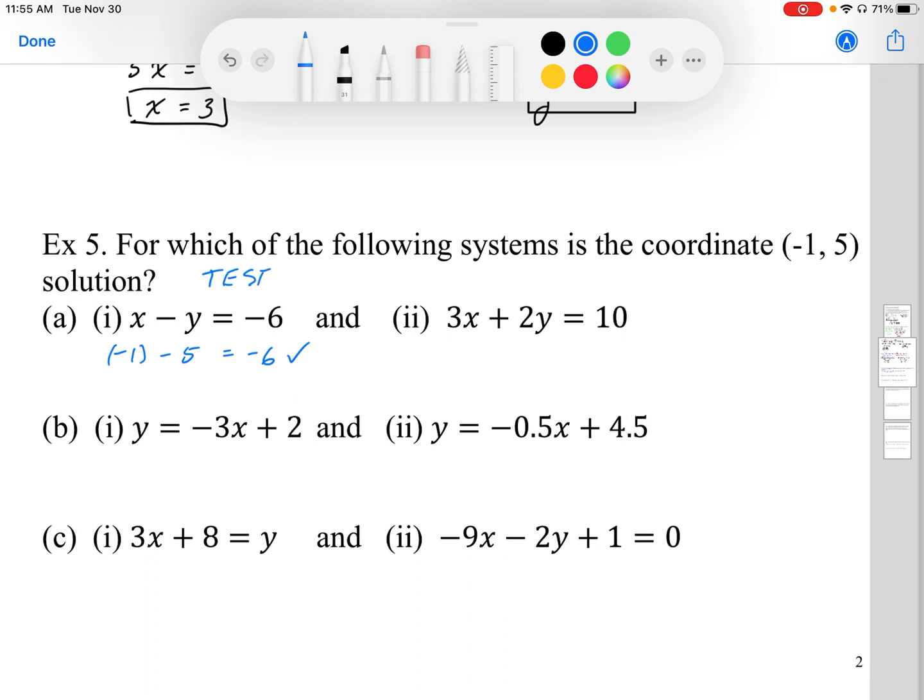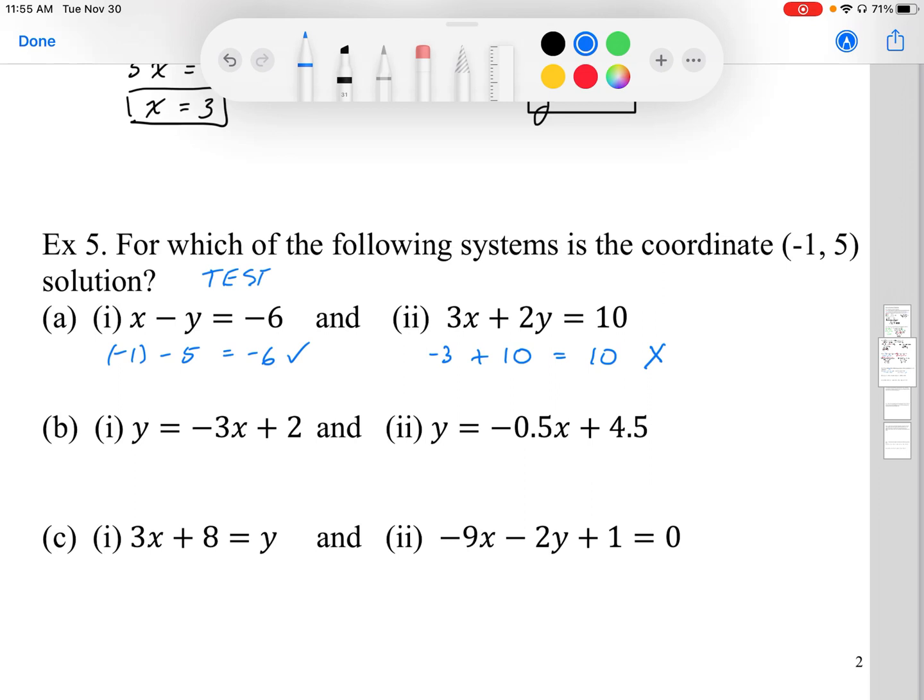Now, that doesn't mean it's a solution. All it means is it is a point on equation 1. I also need to test it in equation 2. So I end up with 3 times negative 1, minus 2 times y, which is 5, is 10, and that's supposed to equal 10. Well, this is not a point on equation 2. Although it works for equation 1, it's just some point on equation 1. It doesn't work for equation 2. This cannot be the solution to this system.